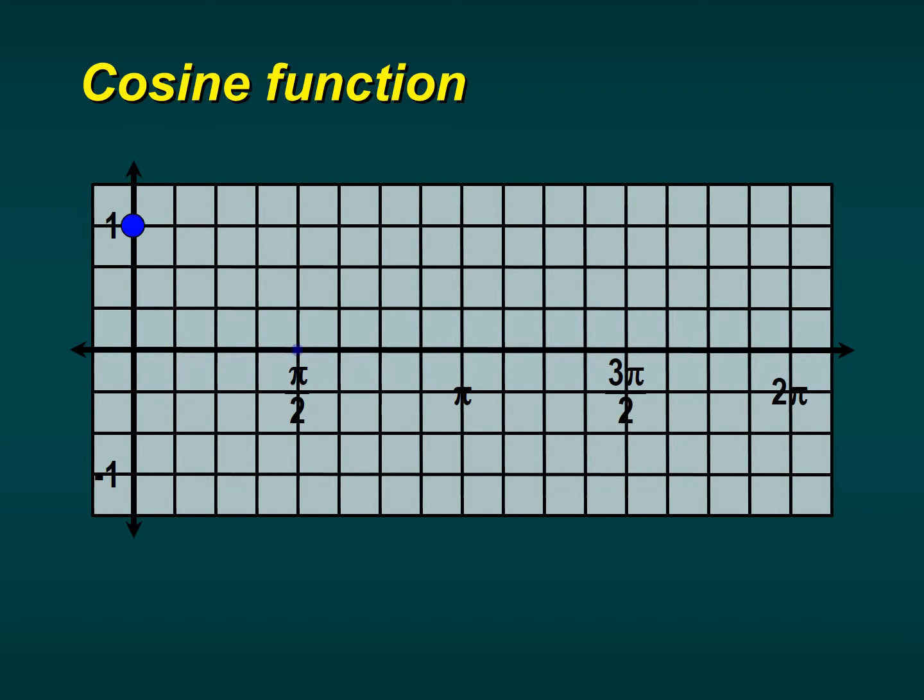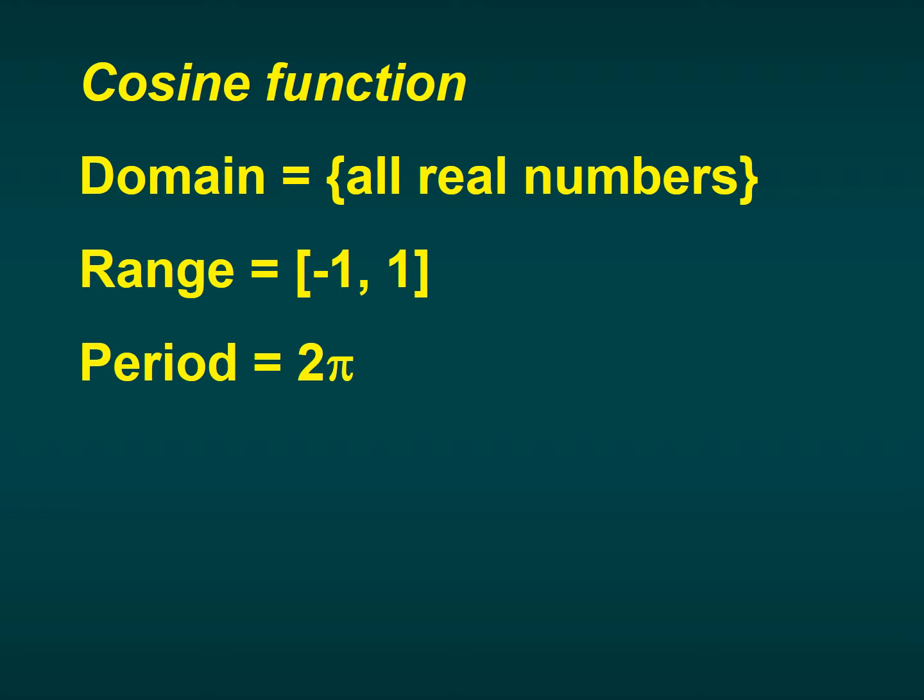Let's take a look at our graph of our cosine function. It looks like this. So it starts at (0, 1), it goes down to -1, and then it goes back to 1. And for the period, for one cycle, it takes 2 pi, just like the sine function. So for cosine, your domain is all real numbers, range is -1 to 1, period is 2 pi, very similar to the sine function. The only difference is that the cosine is actually going to start at (0, 1) instead of at the origin.